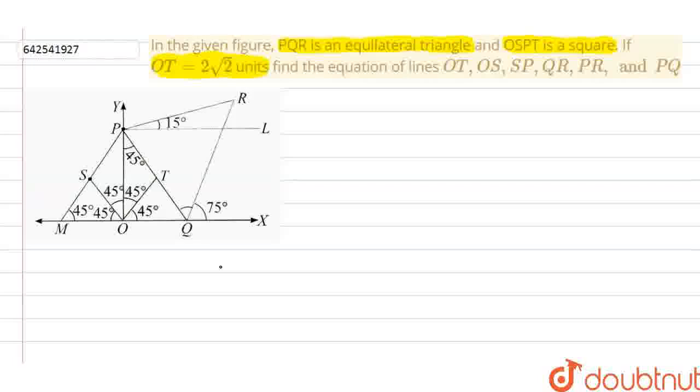First of all, we know that OT is equal to 2√2 units, right? This is the point T and OT is equal to 2√2 units. So if we have to formulate the equation for line OT, then we know that the slope of this line is given as 45 degrees, right? So what can we say? If we use the equation y equals mx plus c, then we can say that y equals mx plus c, right?